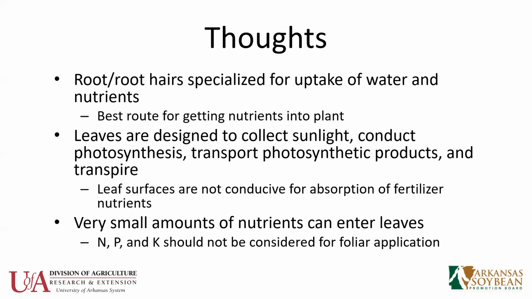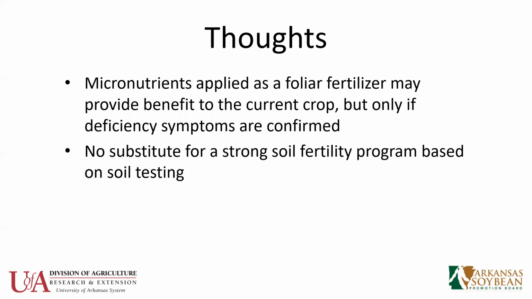Leaf surfaces are not conducive for absorption of fertilizer nutrients. Because very small amounts of nutrients can enter plant leaves, the macronutrients nitrogen, potassium, and phosphorus should not be considered for foliar applications. However, micronutrients applied as a foliar fertilizer may provide benefits for the current crop, but only if deficiency symptoms are confirmed. There is no substitute for a strong soil fertility program that is based on soil testing results to support the maximum yield potential of a soybean crop.